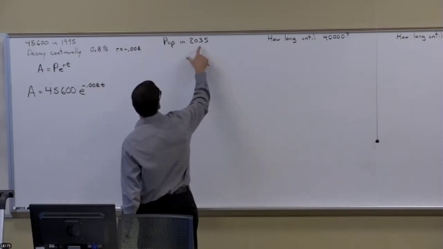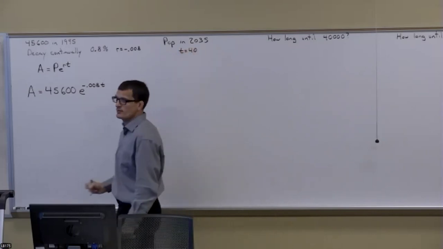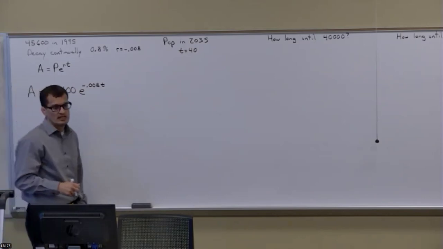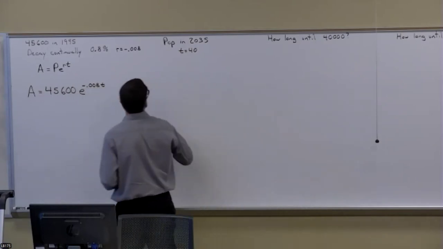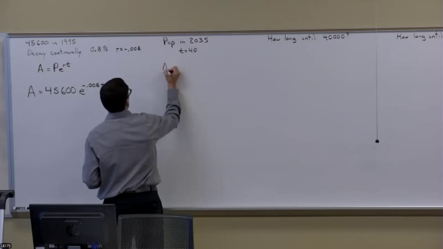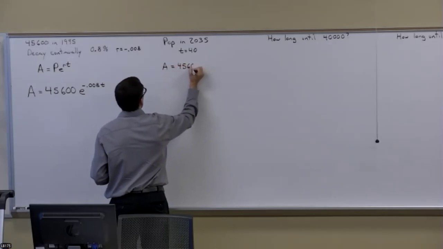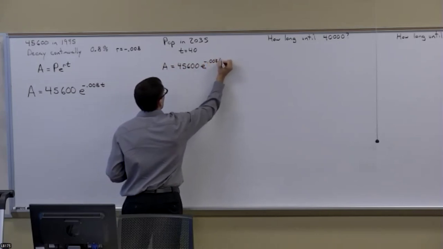Now, the population in 2035, that 2035 is 40 years beyond 1995. Just subtract 2035 minus 1995 gives you 40 years. And so if I'm looking for the population in 2035, I just plug in a 40 for my T.